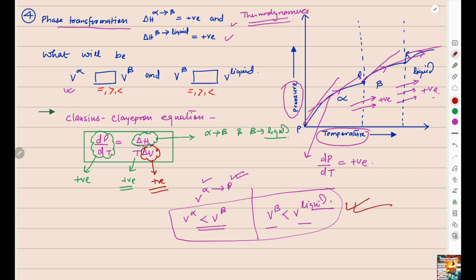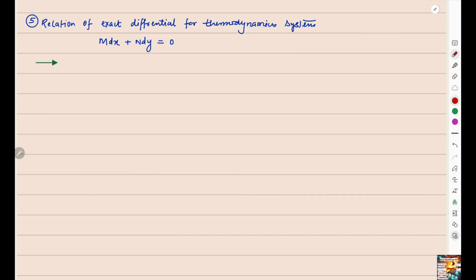Now moving to the next question. According to the question, the relation of exact differential for a thermodynamic system is M dx plus N dy equals 0. So this is a pretty simple equation for an exact differential. According to the condition of exact differential, del M by del y equals del N by del x, and we will change the variable for this M, from y to x, it will be x to y. So it will be N here, it will be M. So for this case, this is the correct answer.